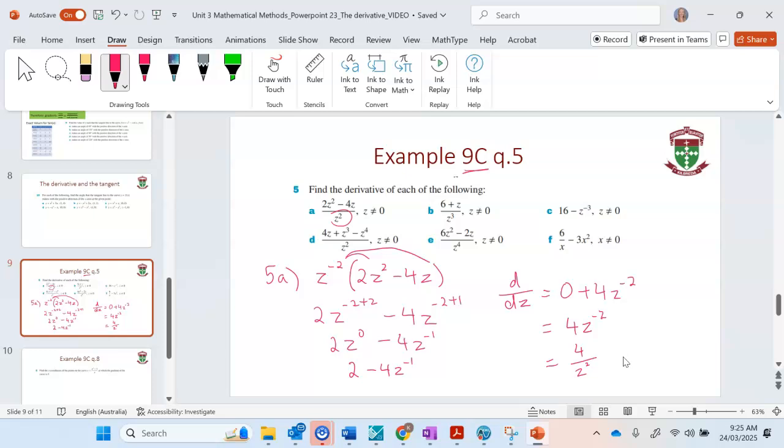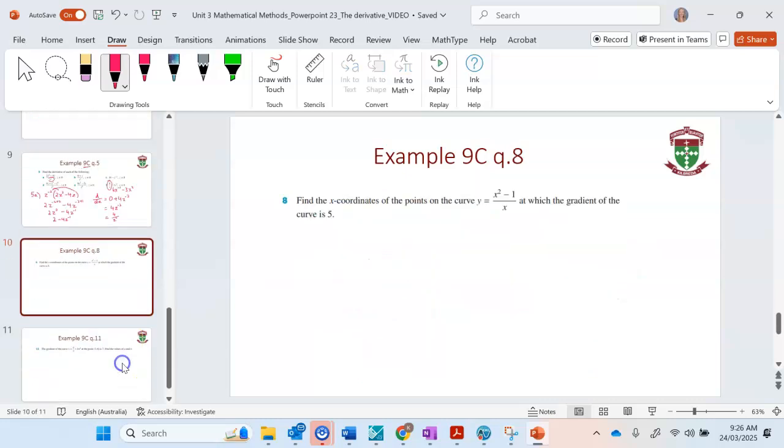So for the other ones in here, b is the same, just bringing that z to the negative 3. For c, you don't have to do any rearranging. You also don't with d and e. Just with f, this term here is 6x to the negative 1, and then you're going to have minus 3x squared. So this is from 9c. If you need to look at the worked solutions, you can have a look at the worked solutions there.